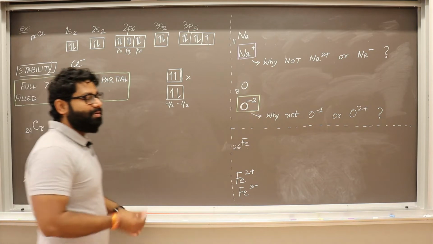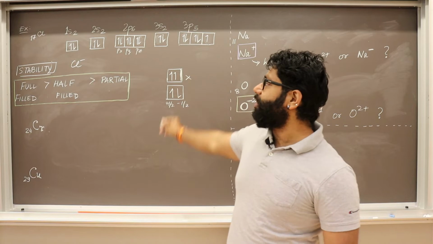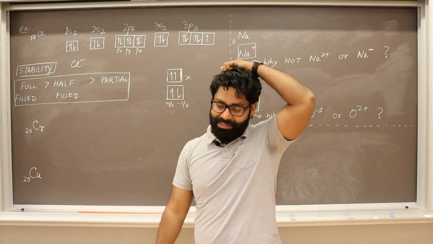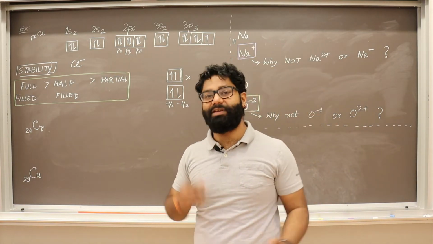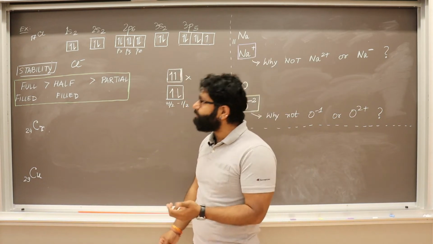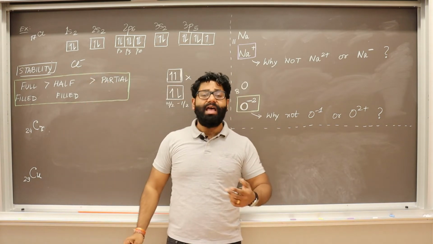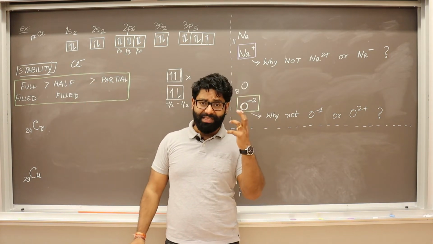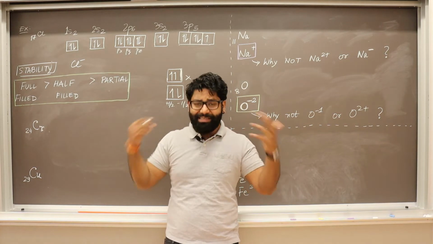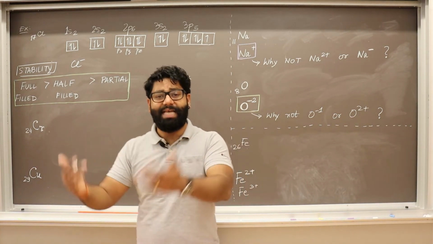Now, as I said before, writing these different electronic configurations will help us determine many different kinds of properties of the atoms or the ions that we have. An example is why Cl- is a stable species. Like you might have heard of the chloride ion, which is a Cl- ion.